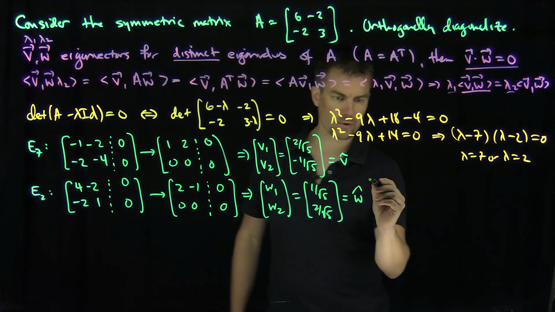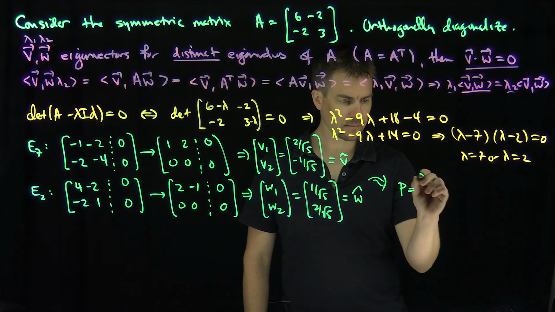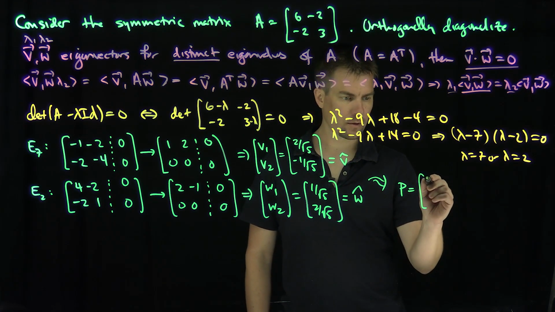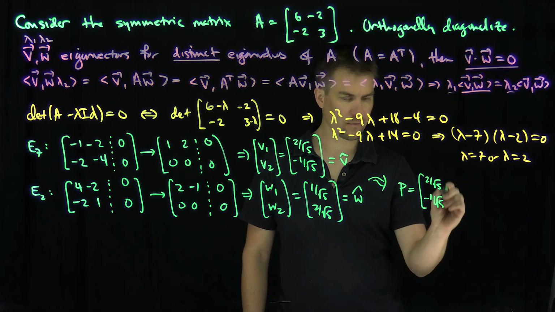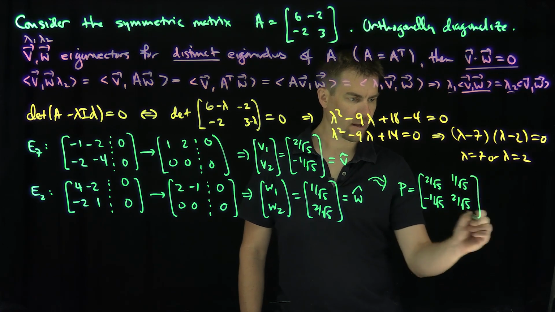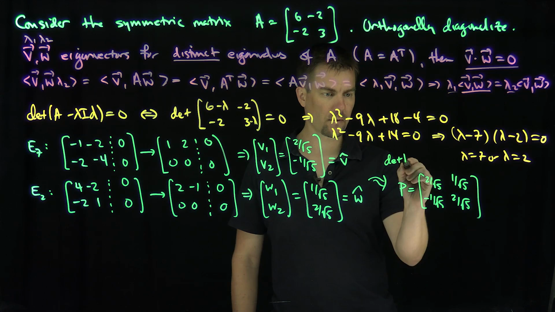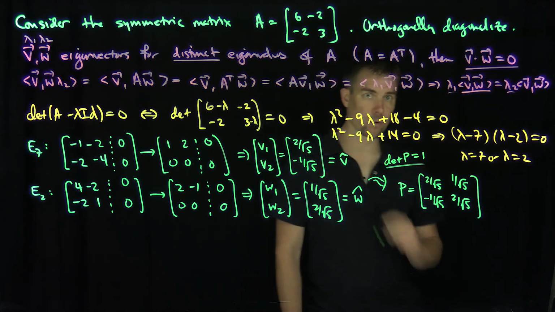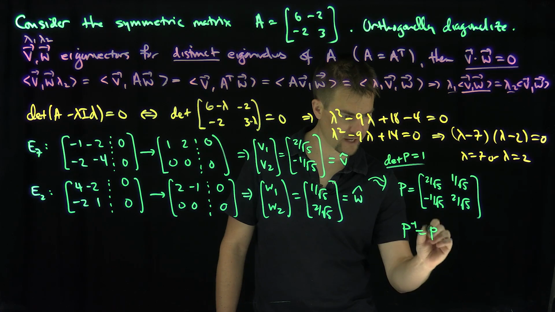So now I'm going to form my matrix P, which is going to be 2 over root 5, and then negative 1 over root 5, 1 over root 5, 2 over root 5. And we can clearly see from this that the determinant of P is equal to 1, right? Determinant P is equal to 1. And the rows are orthogonal, so that says that P inverse is P transpose.